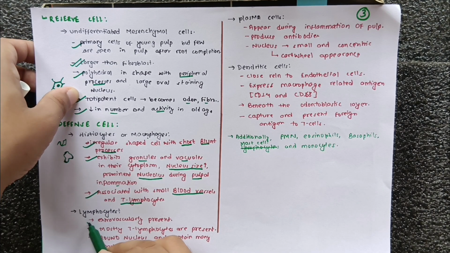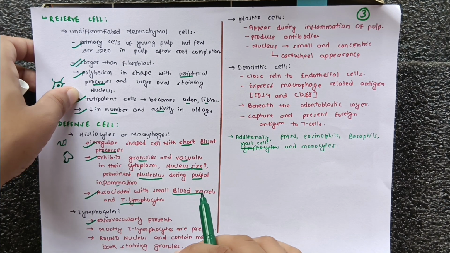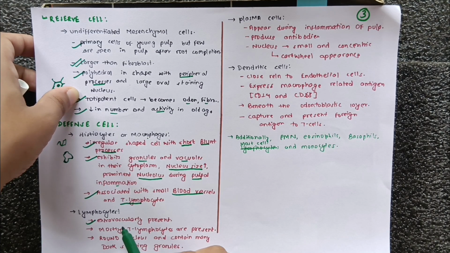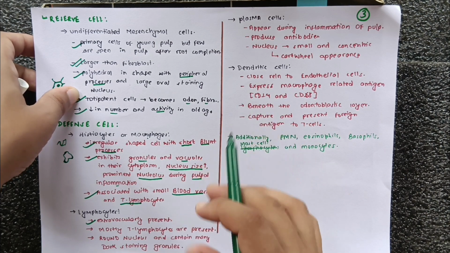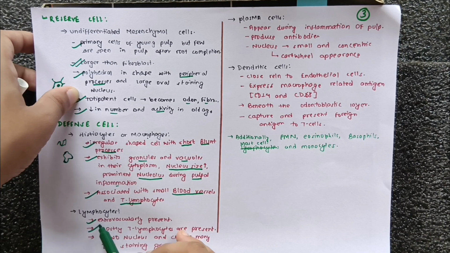After that, the lymphocyte. Lymphocytes are extravascularly present, so they are not present inside the blood vessel. As they are associated with the small blood vessel, they are not quite closely attached to it. Mostly T lymphocytes are present, with a round nucleus, and they contain many dark staining granules.